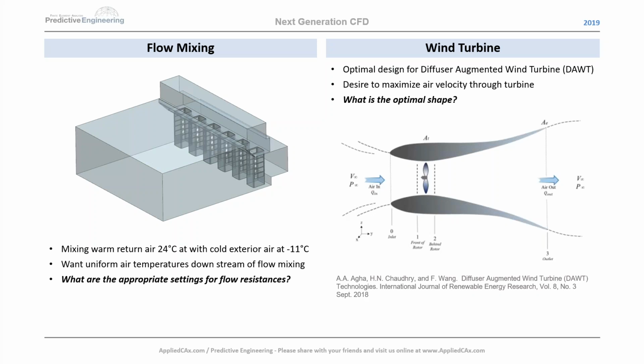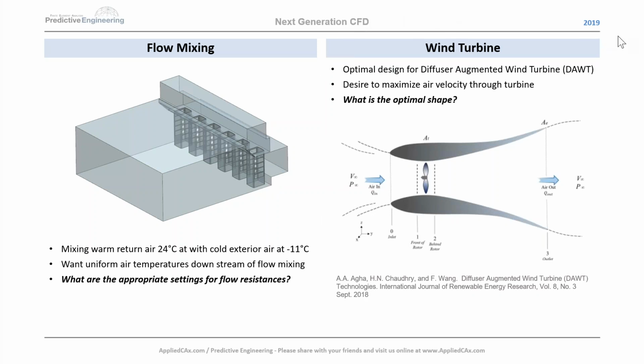You set up the slots with different flow resistances on them. You've got the six columns down here, and about five baffles, modeled as porous baffles with different resistances. So the question is, what are the appropriate settings for those flow resistances? And the second example is a wind turbine.